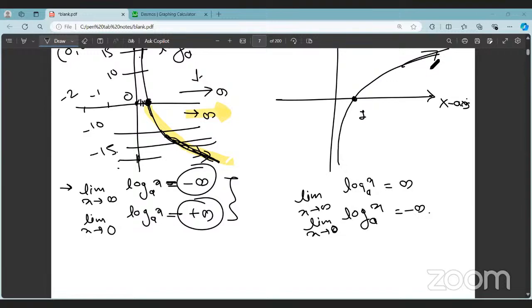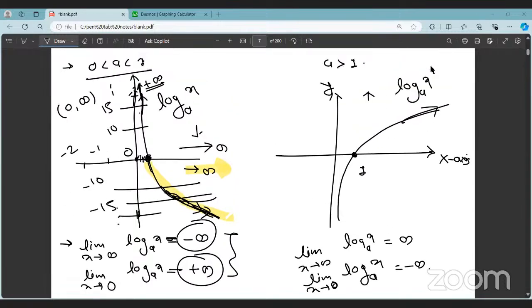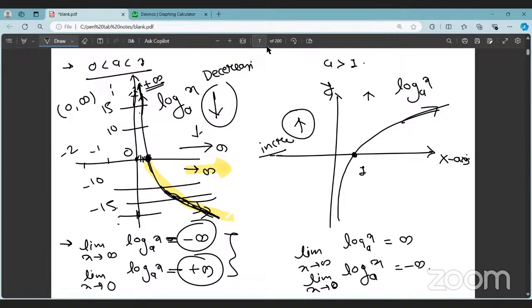And also we observe that in this case, the logarithmic function will be a decreasing function, right? And in this case, it will be an increasing function. Okay. So now let's move toward the properties.